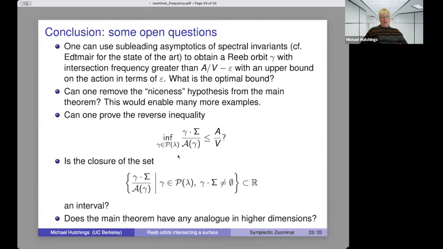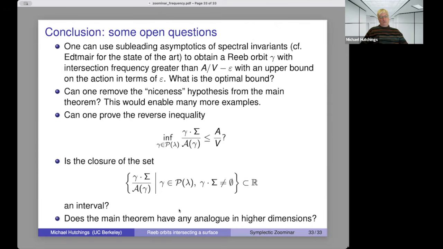There's also the reverse inequality in the theorem. So instead of the supremum bigger than this, I have infimum less than that. This would follow immediately if you know equidistribution, but the question is, does it hold generically? I have no idea. You could look at all the frequencies and say, is the closure of that set an interval? I also have no idea.